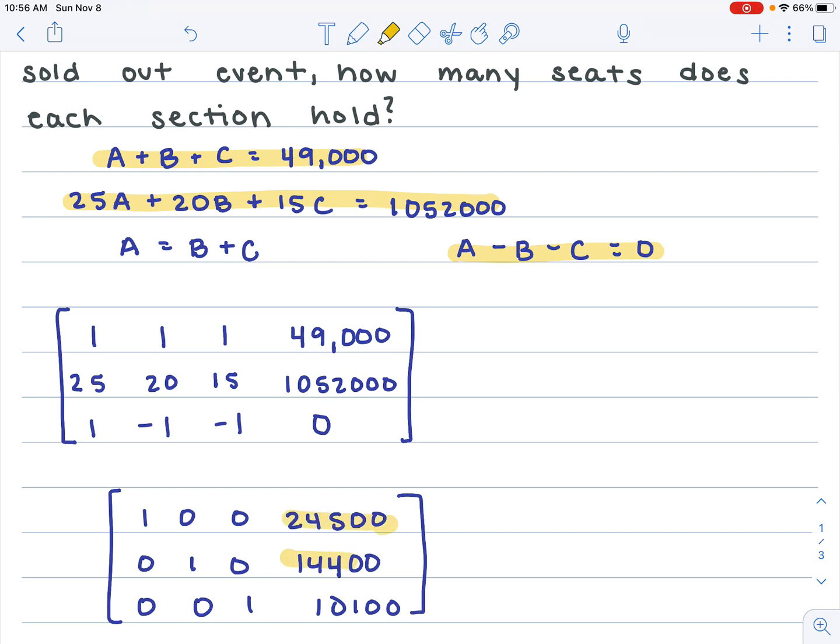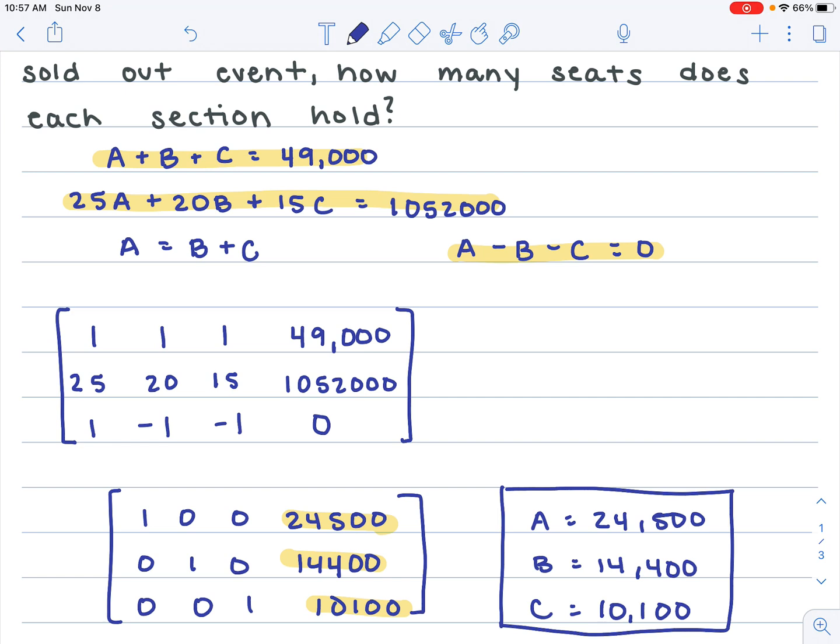So our answers are these three numbers right here. So I would say that A has 24,500 seats. B has 14,400 seats. And C has 10,100 seats is my final answer there.